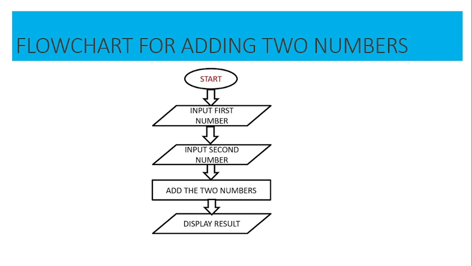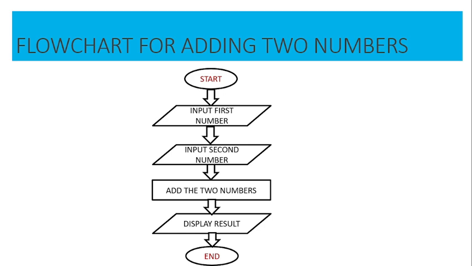Added the two numbers, we display the results. After displaying the results, our program ends. To indicate the beginning of a program in a flowchart, we use the oval. Say you're taking input from the user, we use the parallelogram. And then we say input first number, input second number.